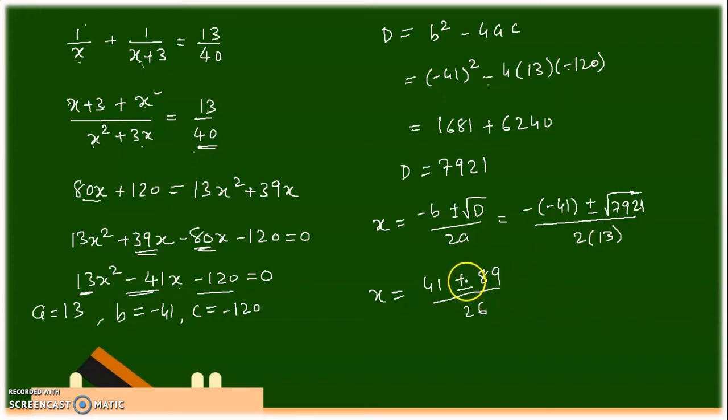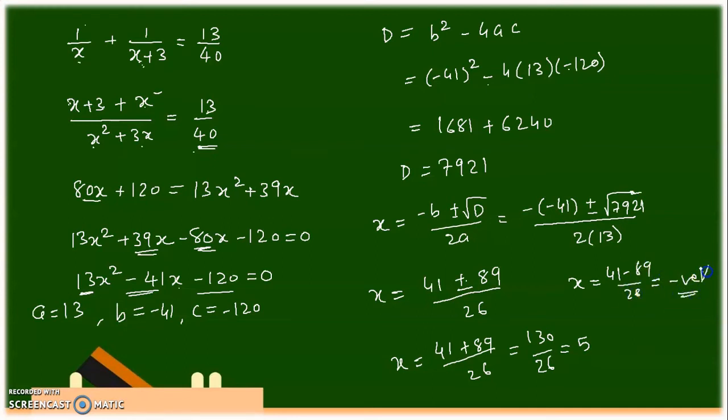Now once we will take the plus sign and once we will take the minus sign. If you take the plus sign, then we will get 41 plus 89 divided by 26. So here we will get 130 divided by 26, so it will be equal to 5. And if you take the minus sign, it will be 41 minus 89 divided by 26. So you will get the answer in negative value, which is not possible. So here we will take x equal to 5.